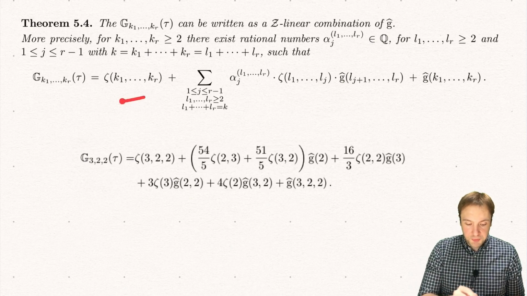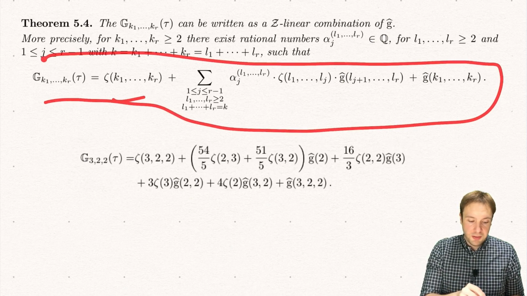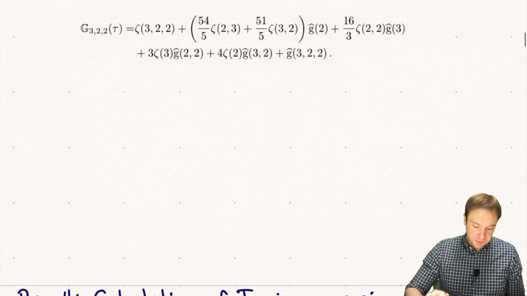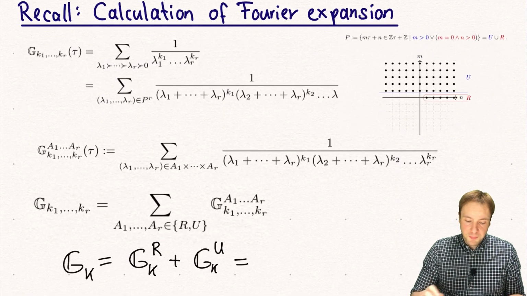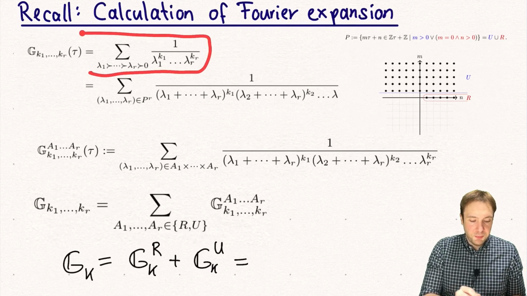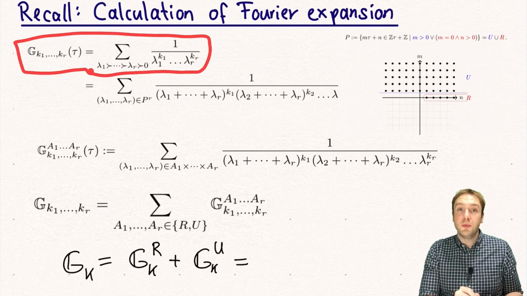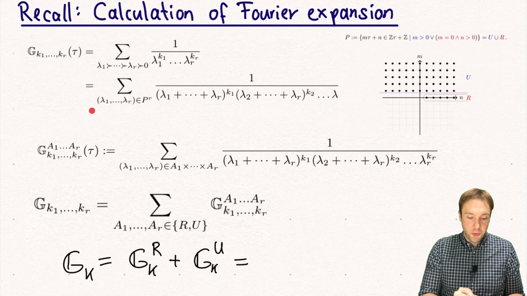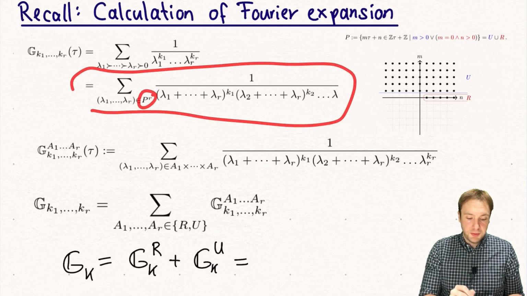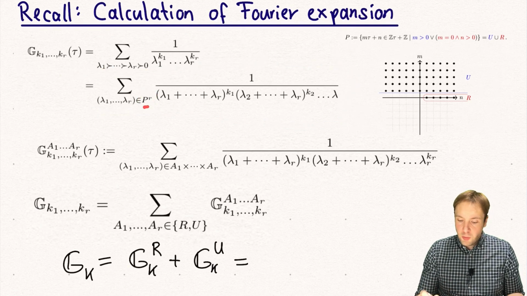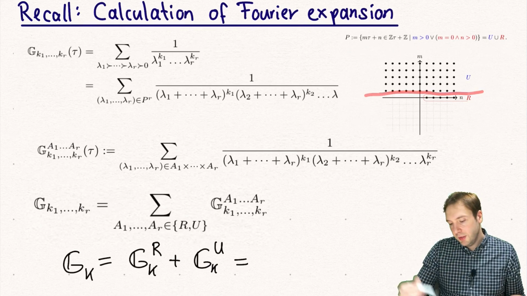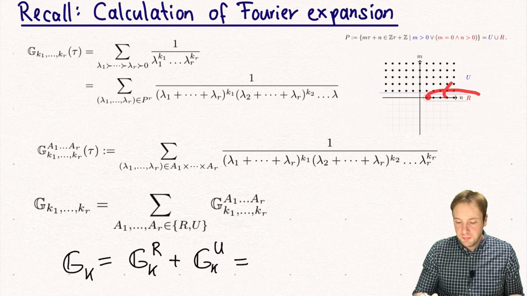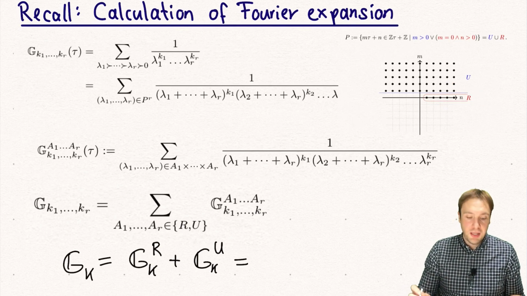And so what was the idea to calculate this form here? For this we did the following. Instead of writing these multiple Eisenstein series as a sum over ordered lattice points, we wrote them as a sum over all tuples in this P, where P was the set of positive lattice points, meaning the lattice points in the upper half plane and the points on the positive real axis.